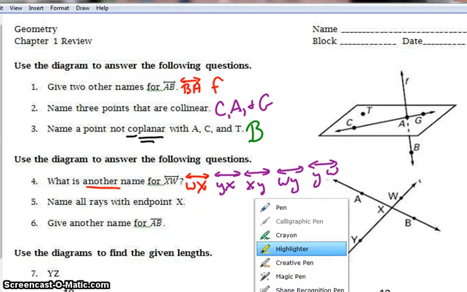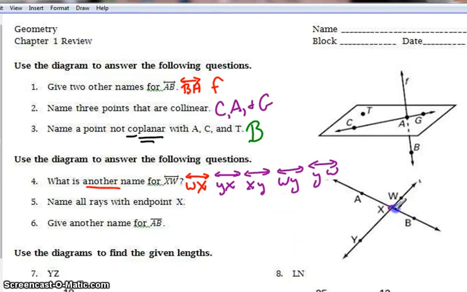So let's go over here to the diagram. This is my X point there. Well, if you notice, I have a ray going this way. I have a ray going this way. I have a ray going this way. And I have a ray going that way. So I have 4 rays that start at X.